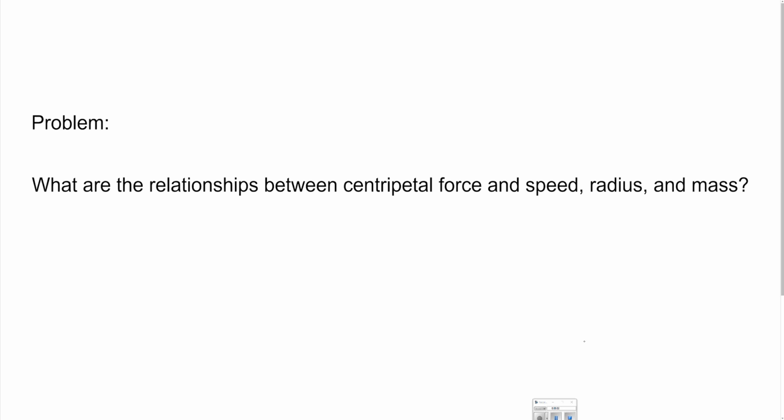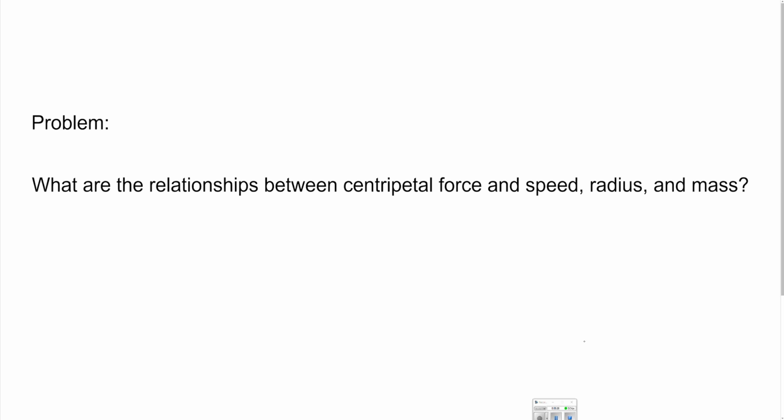Today we're going to do a lab simulation in order to test for the relationships between certain variables in our centripetal force equation. You can see the problem here, always phrased in the form of a question. It says, what are the relationships between centripetal force and speed, centripetal force and radius, and centripetal force and mass? So you're actually going to do three kind of mini experiments here to find three different relationships.